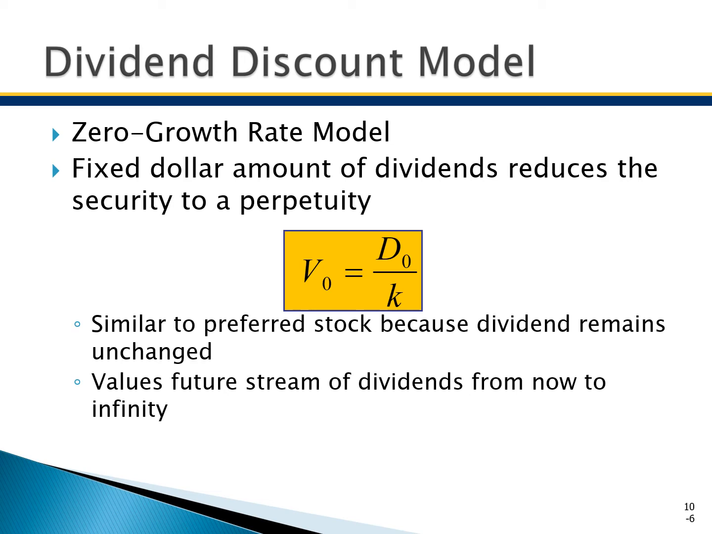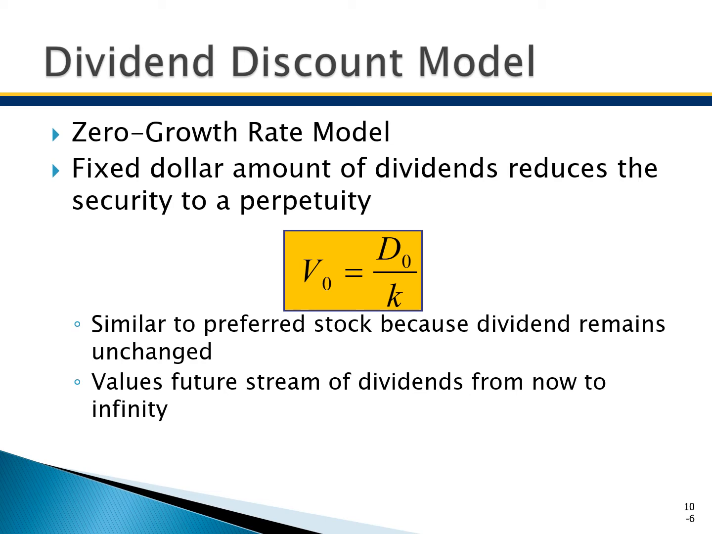That means that the same amount of dividend would be given to the common stock over a longer period of time. So in that case we will use this kind of formula, that is current dividend divided by the required rate of return or appropriate discount rate. So the fixed dollar amount of dividend reduces the security to a perpetuity, and like I said, as the dividend is certain, and we know that this dividend is being declared by the company for a longer period of time.